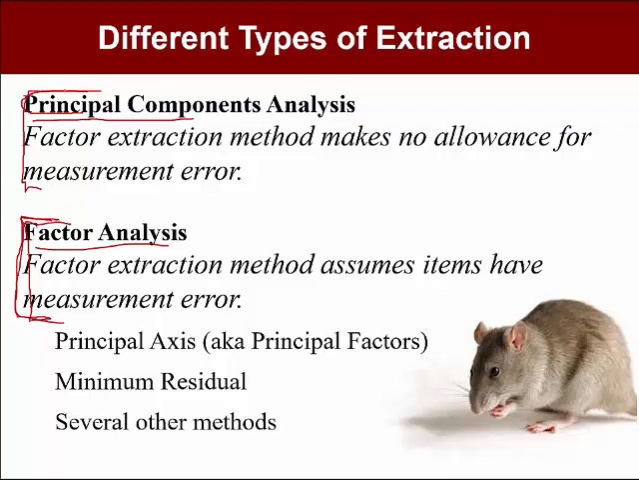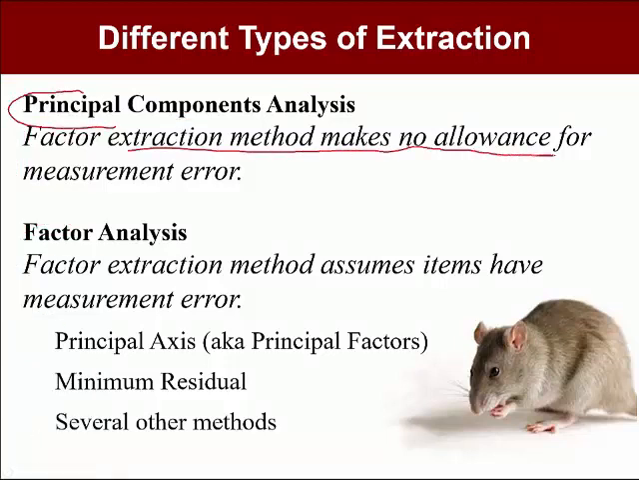With principal components analysis, we simply don't bother to worry about measurement error. And that is really the key difference between principal components analysis, where we extract factors and don't bother to make any kind of allowance for measurement error, and factor analysis, where we assume that our items have some degree of unreliability, that our items are not perfect indicators of our factors, and therefore we need to make some kind of allowance for measurement error when we extract factors.